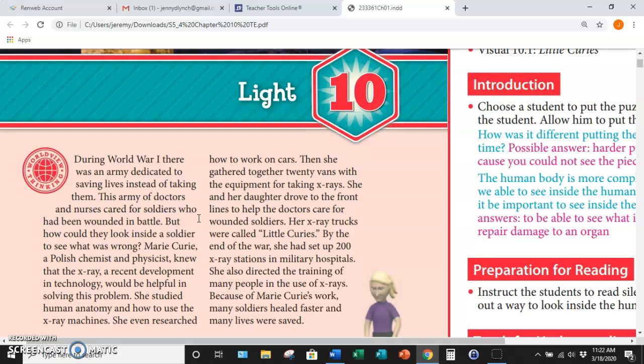Then she gathered together 20 vans with the equipment for taking X-rays. She and her daughter drove to the front lines to help the doctors care for wounded soldiers. Her X-ray trucks were called Little Curies. By the end of the war, she had set up 200 X-ray stations in military hospitals. She also directed the training of many people in the use of X-rays. Because of Marie Curie's work, many soldiers healed faster and many lives were saved.